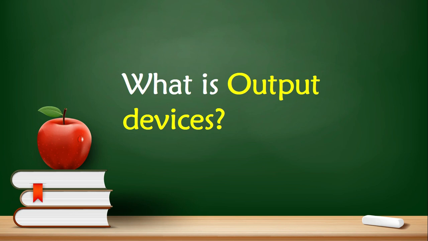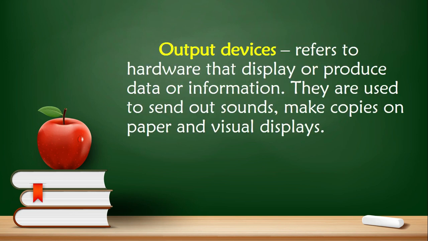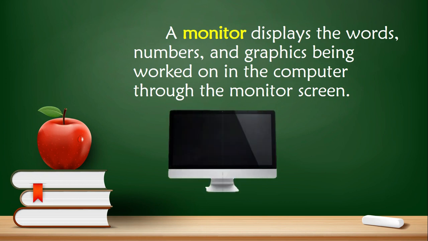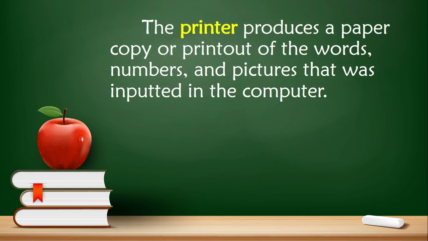What are output devices? Output devices refer to hardware that displays or produces data or information. They are used to send out sounds, make copies on paper, and show visual displays. A monitor is one example of output devices. It displays the words, numbers, and graphics being worked on in the computer through the monitor screen.